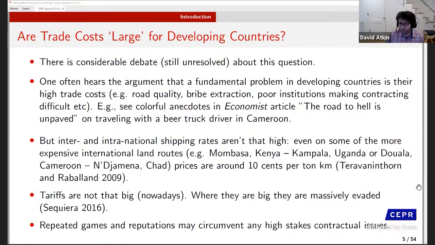And similarly, with these contracting problems, there's been some nice recent work by people like Rocco Machiavello showing how repeated games and reputations may circumvent a lot of these contractual issues. We'll talk a bit about that later. And so potentially these aren't as problematic as we might think. They don't impose such large costs.